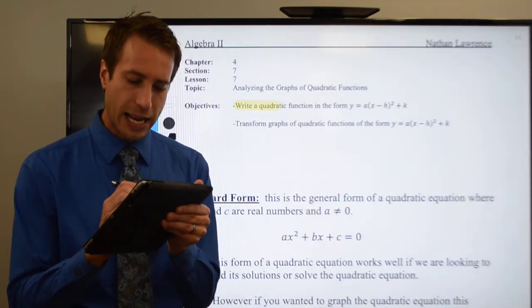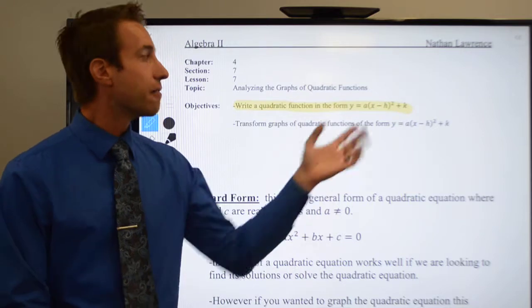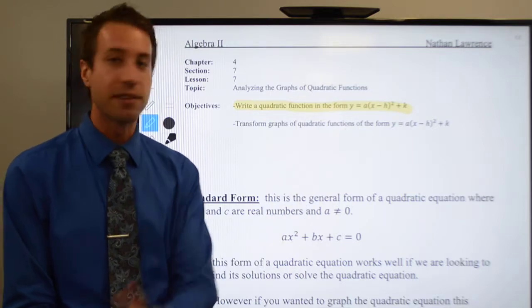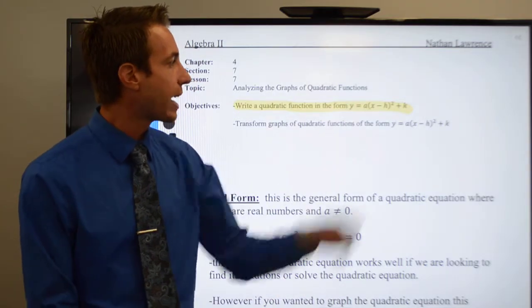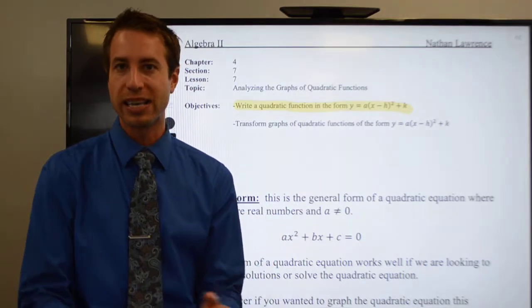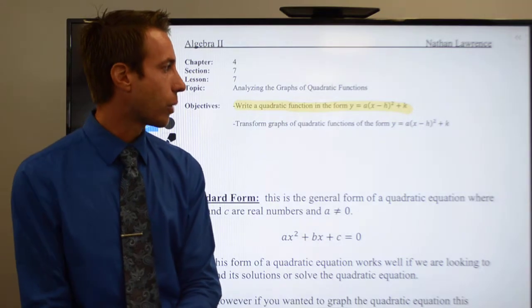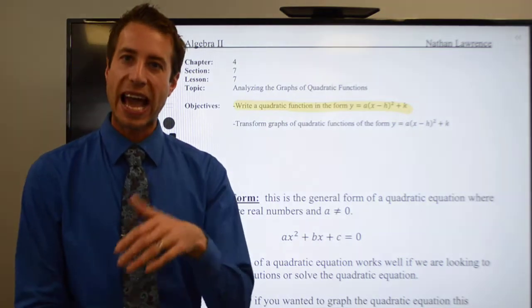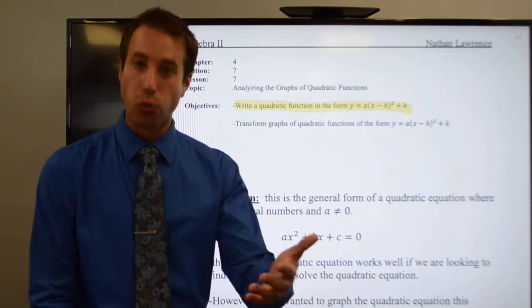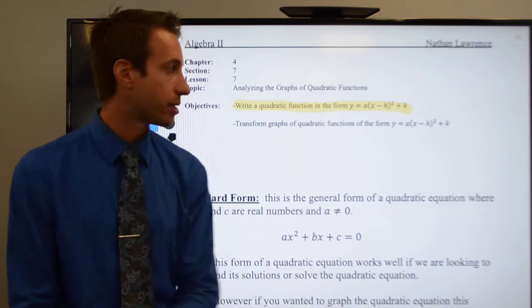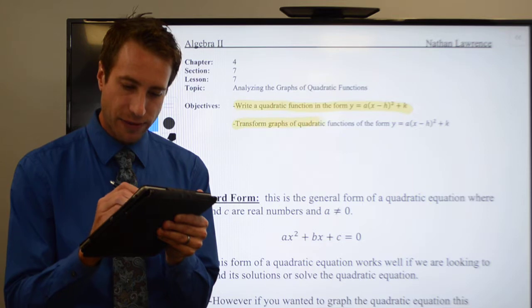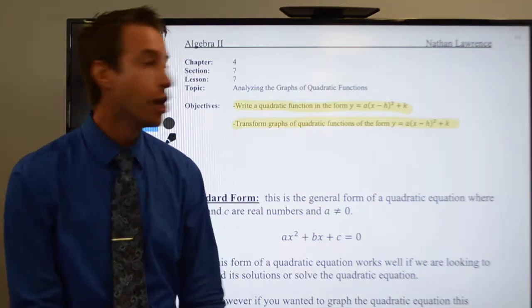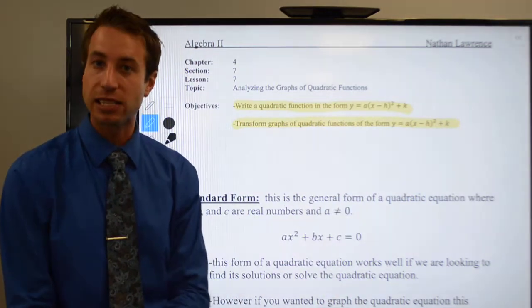You should be able to write a quadratic function in vertex form. And the vertex form, which you should recognize again from Chapter 2, Section 7, is y equals a times the quantity x minus h squared plus k, where a, h, and k represent your transformations. And then your second one: transform the graphs of quadratic functions, again using that vertex form.